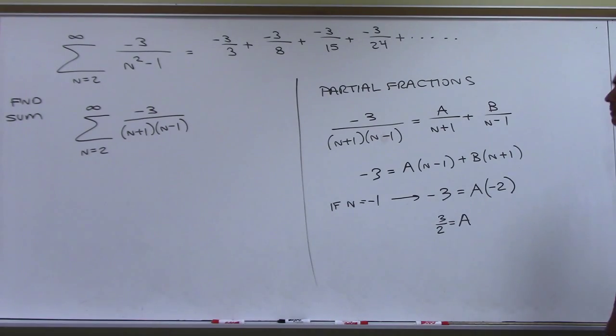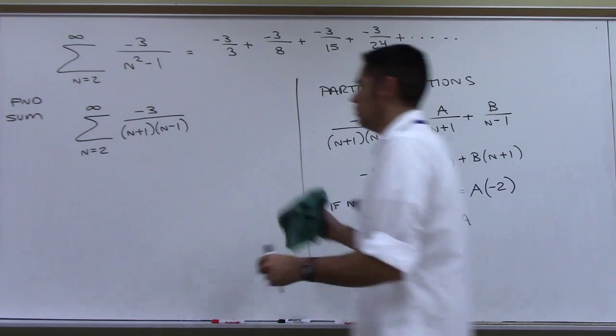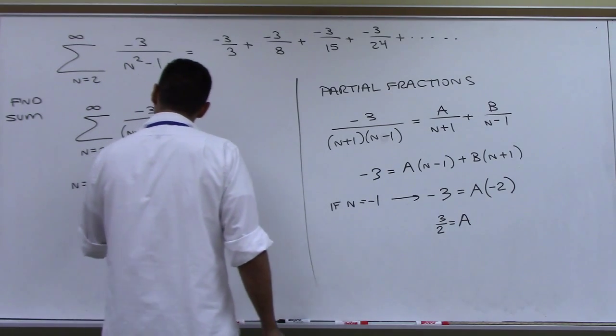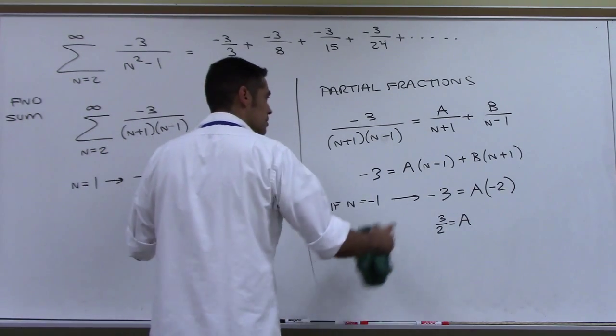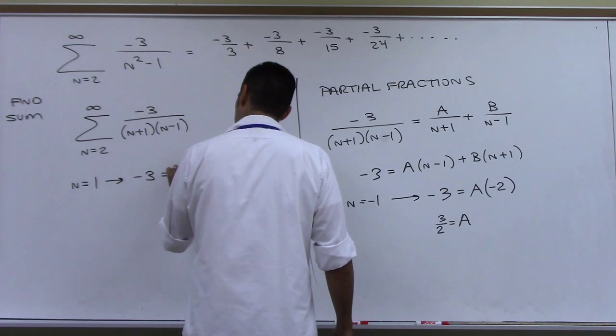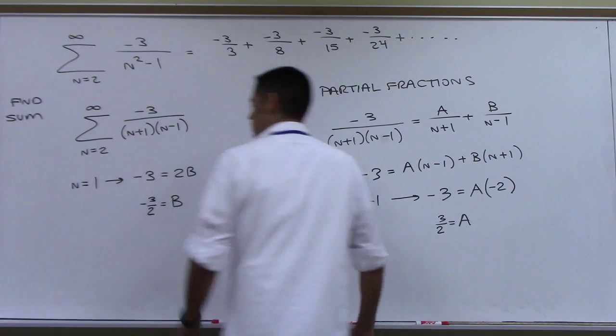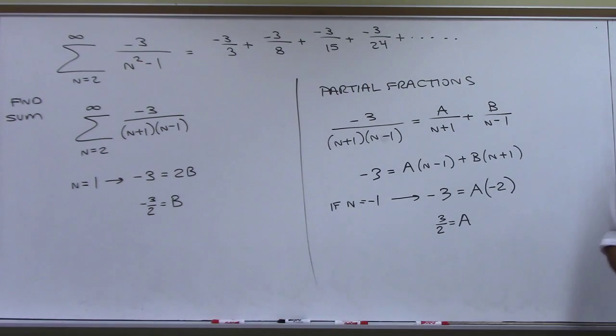So let n be what? Let n be 2? No, let n be 1, right? That's going to give you -3 equals 2B. So -3/2 is B. Is that okay? We all right with that? All right.